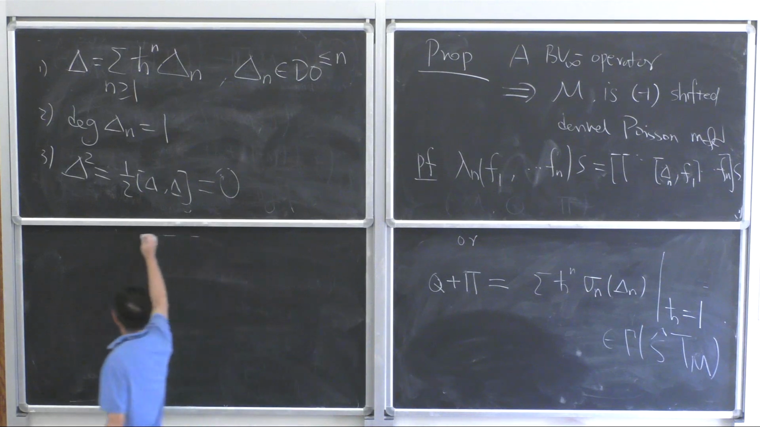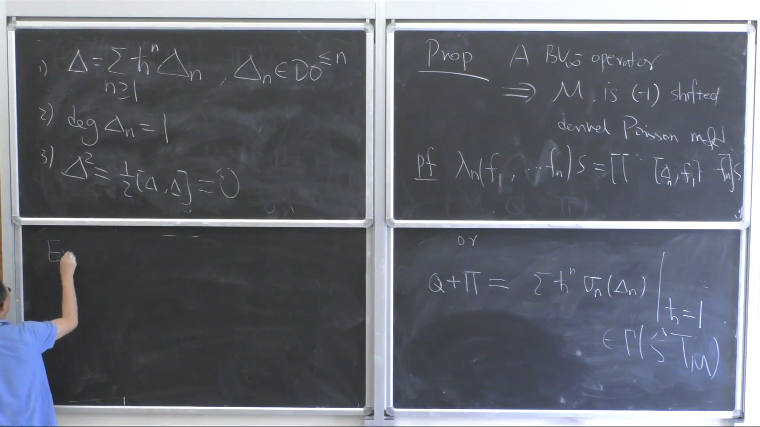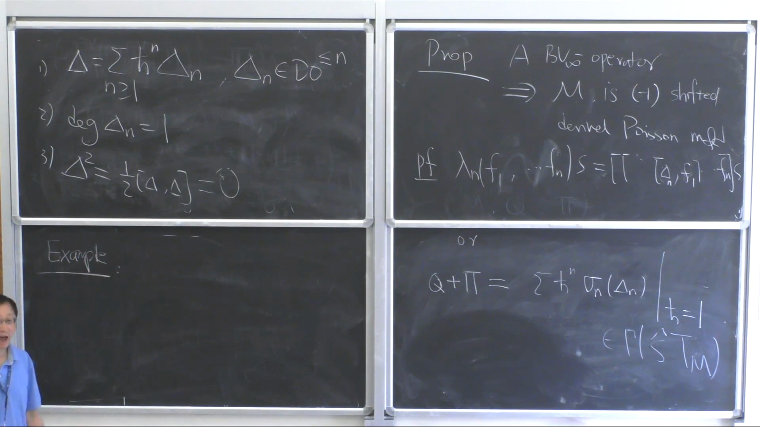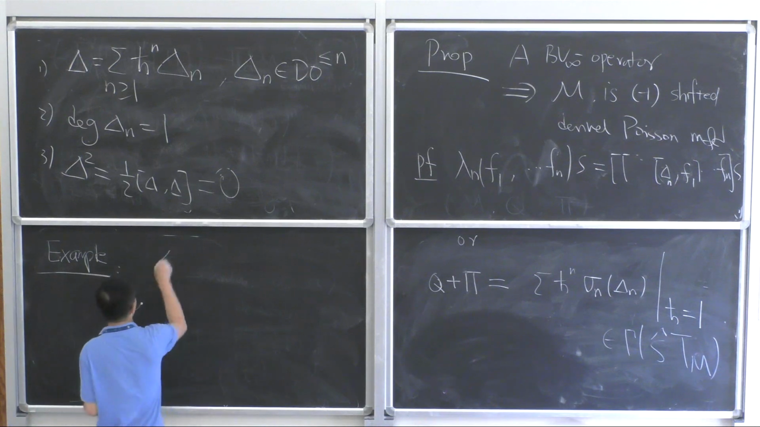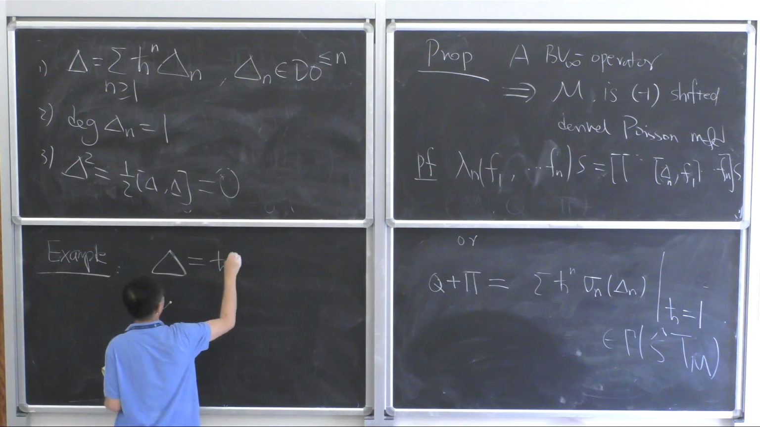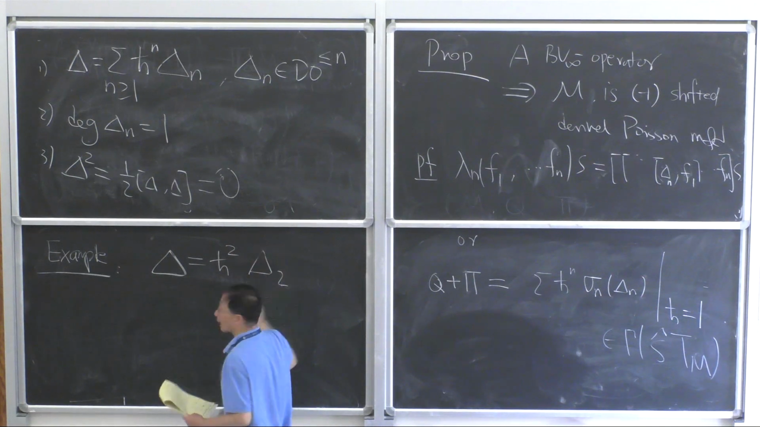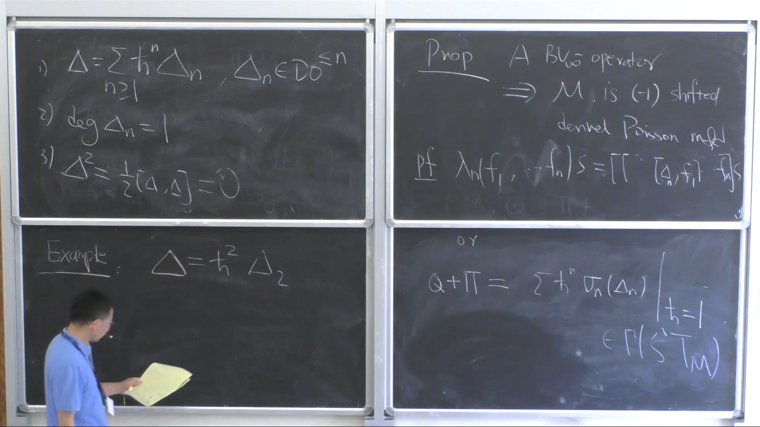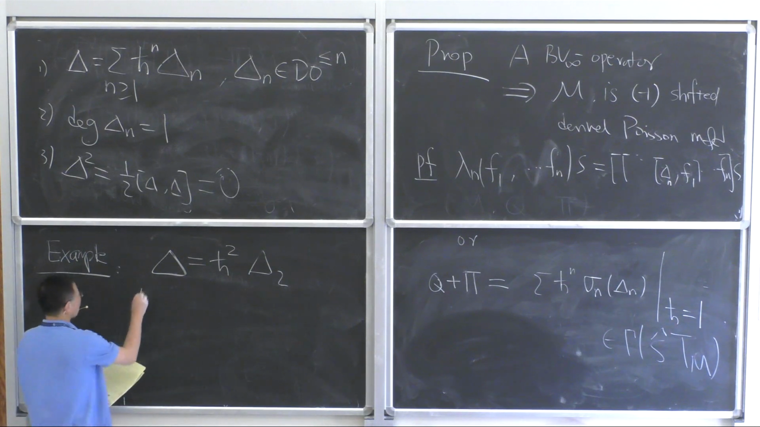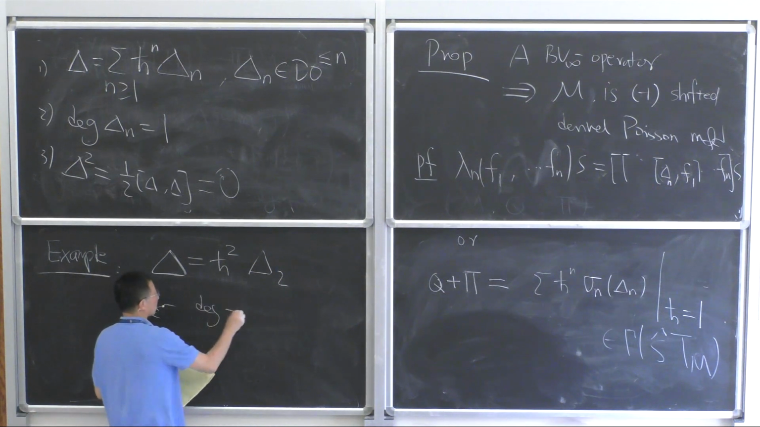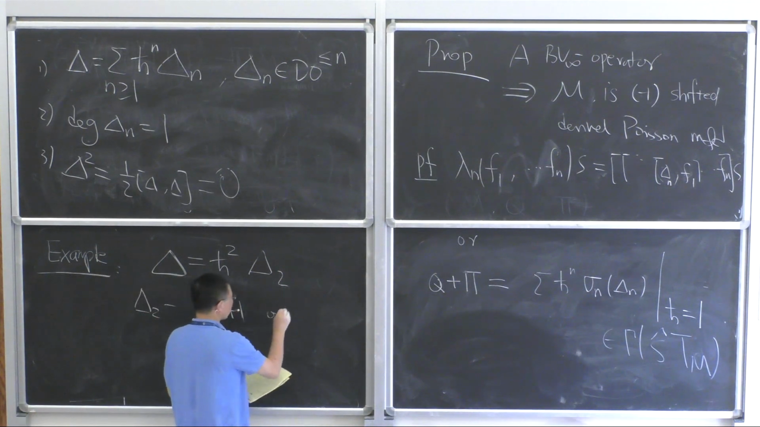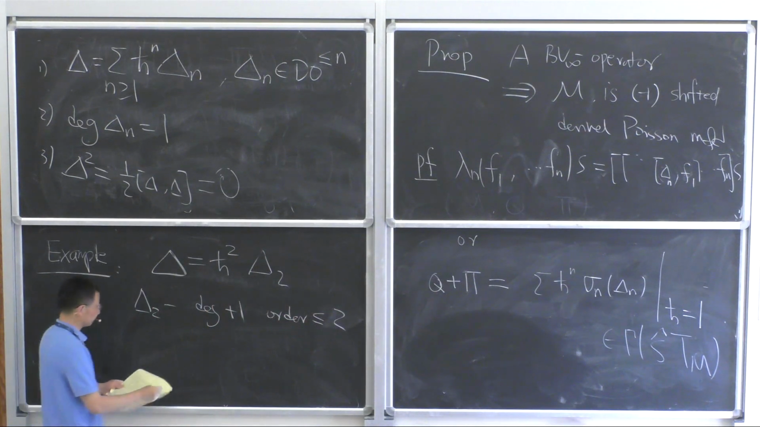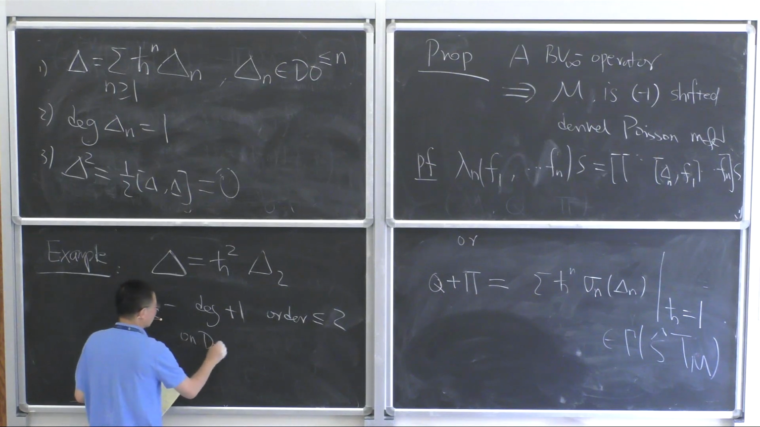Let me show you one example. If I have only one term, here H2 instead of H1, just only one term, delta 2. In this case, again, this is degree plus 1. Order 2, maximum order 2, right? Operators on densities, half densities, right?